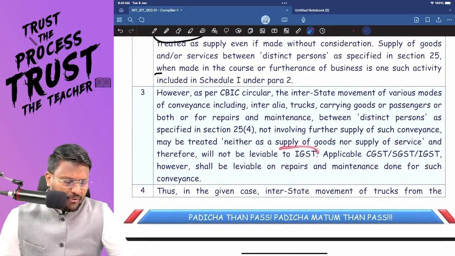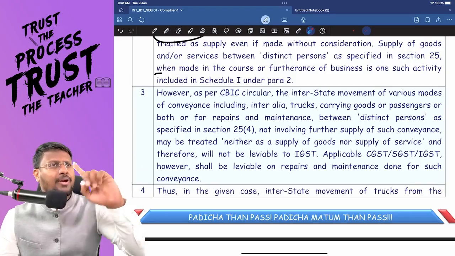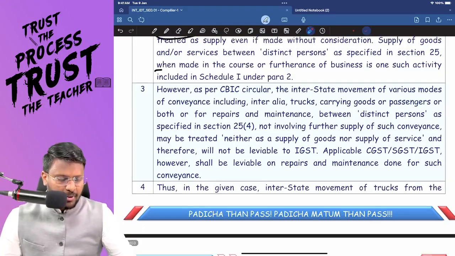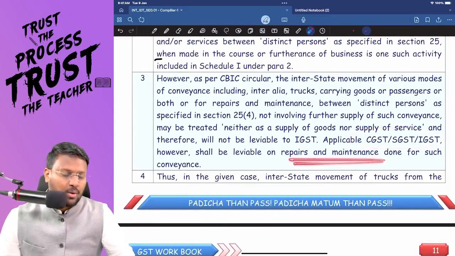And therefore, it will not be leviable to what? IGST. Why are they talking about IGST? Because it's an interstate supply. For interstate supply, IGST will be levied. Applicable CGST, SGST, IGST, however, shall be leviable on what and what?